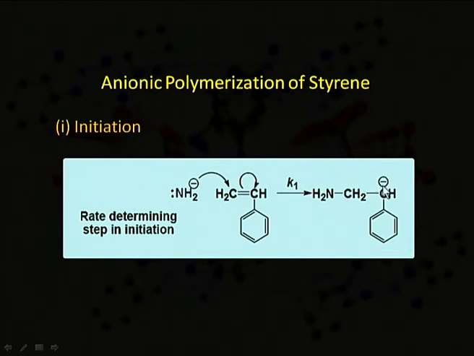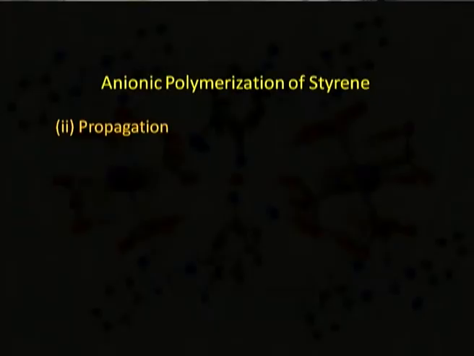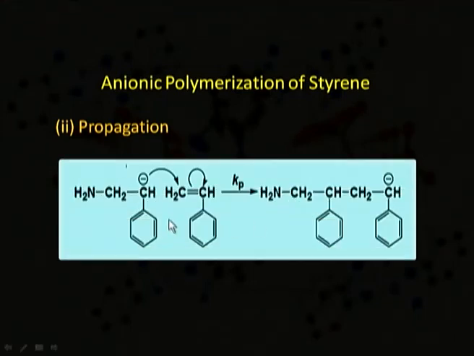Now, we will discuss the propagation, or we may say the chain growth step. In this, the anionic monomer unit is further combining with another styrene unit, and we are getting the chain in this form along with this anion.